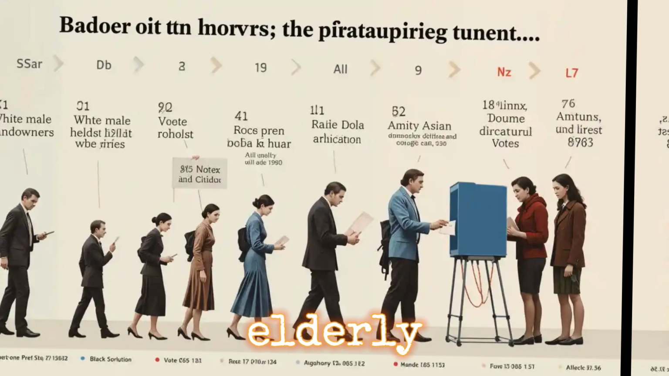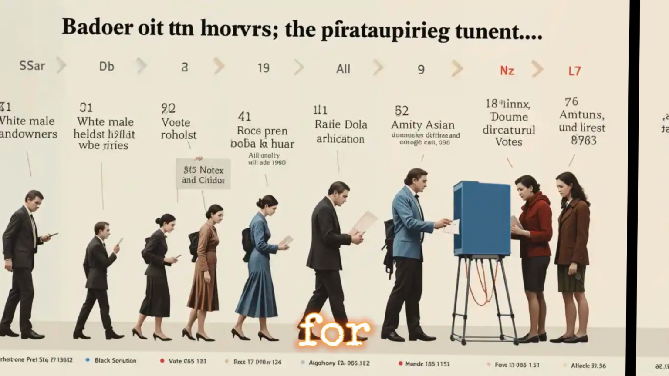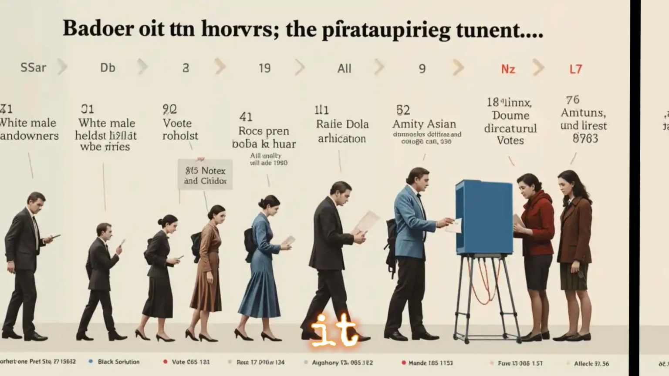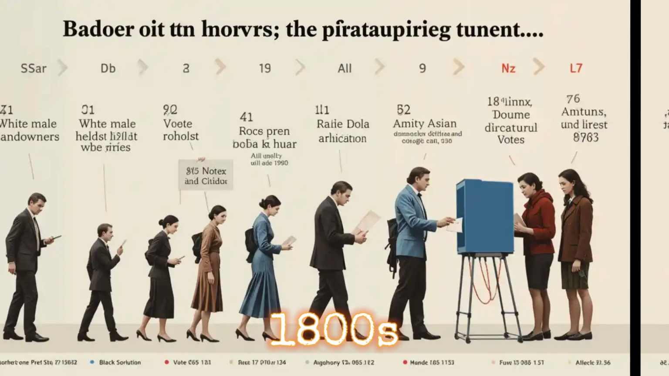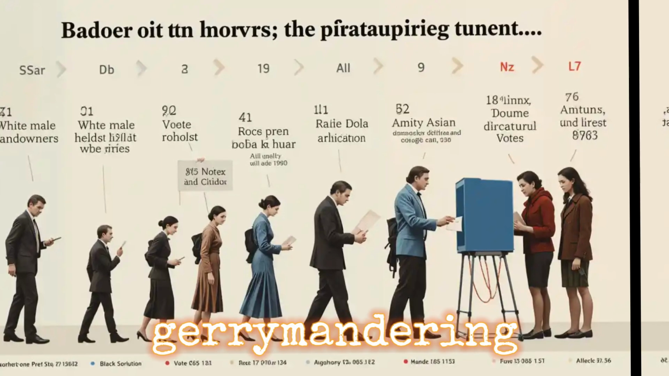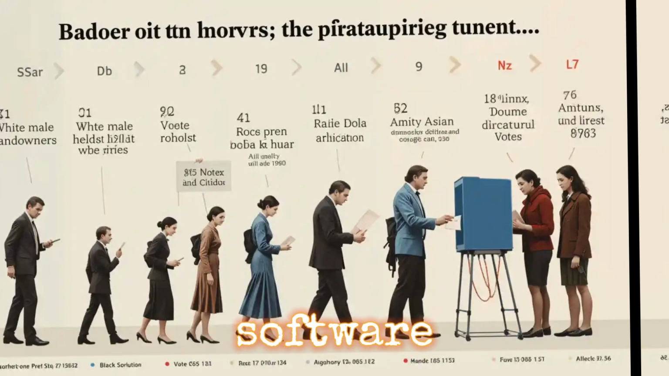poor, and the elderly. Gerrymandering, or the manipulation of electoral district boundaries for partisan advantage, has distorted representation for centuries. Though it dates back to the early 1800s, named after Massachusetts Governor Elbridge Gerry, gerrymandering has become increasingly precise and controversial with modern mapping software.